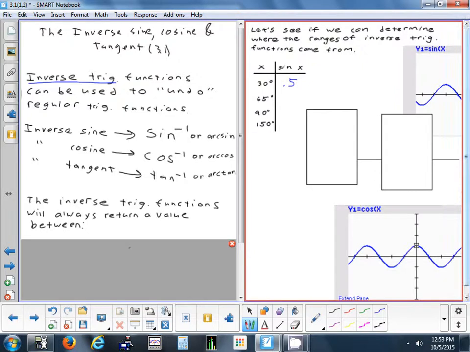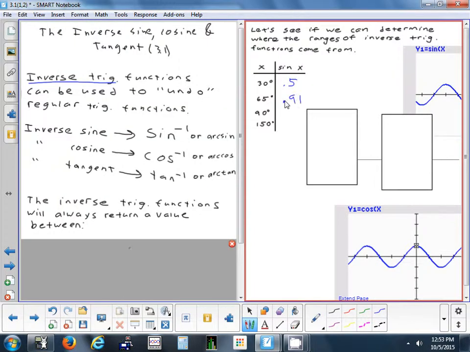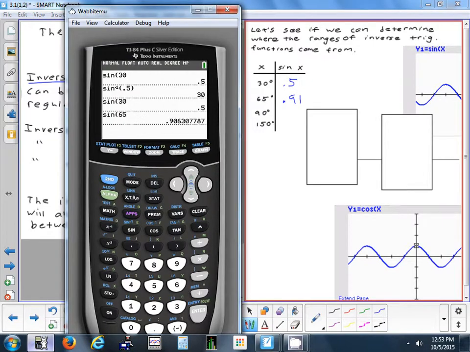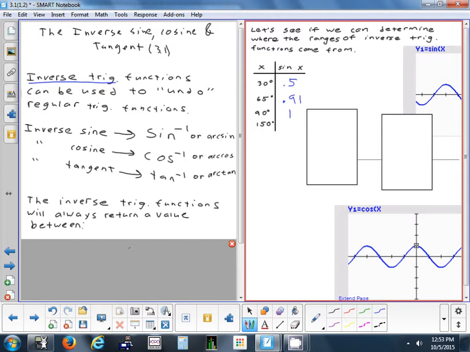Okay, next I'm going to find the sine of 65. I get about 0.91. We just round it off. And let's do sine of 90. Sine of 90, and we get 1. Okay, questions so far?